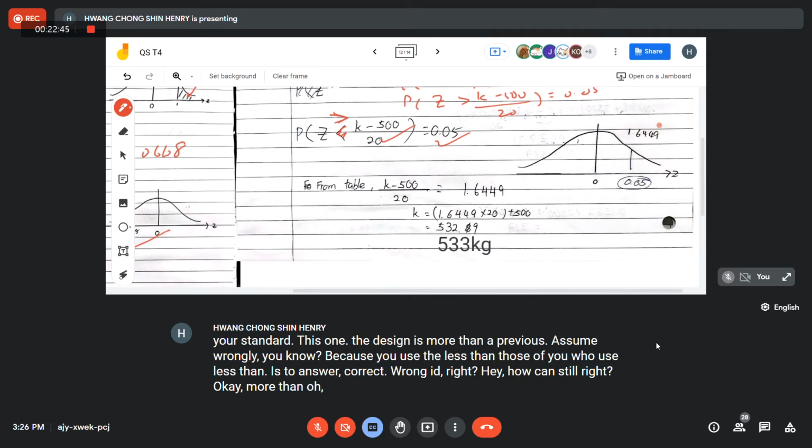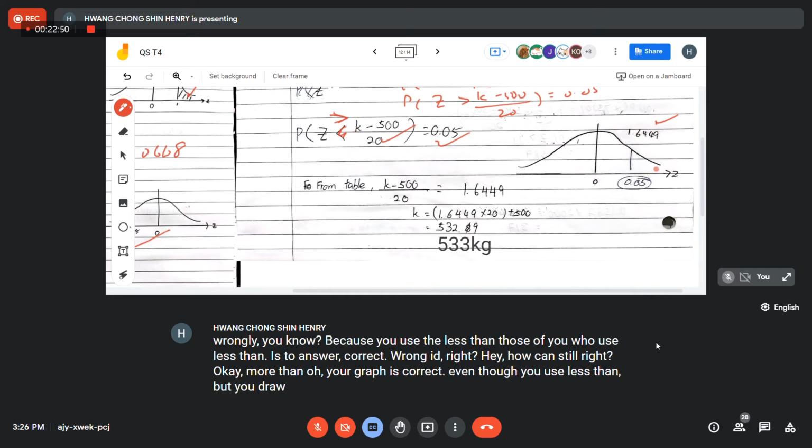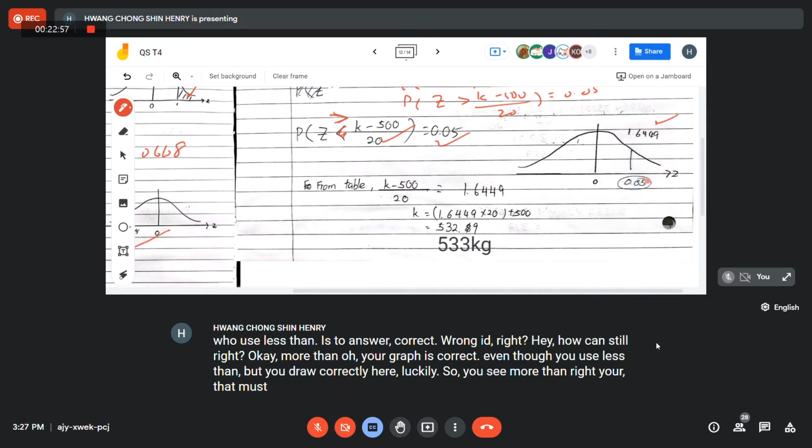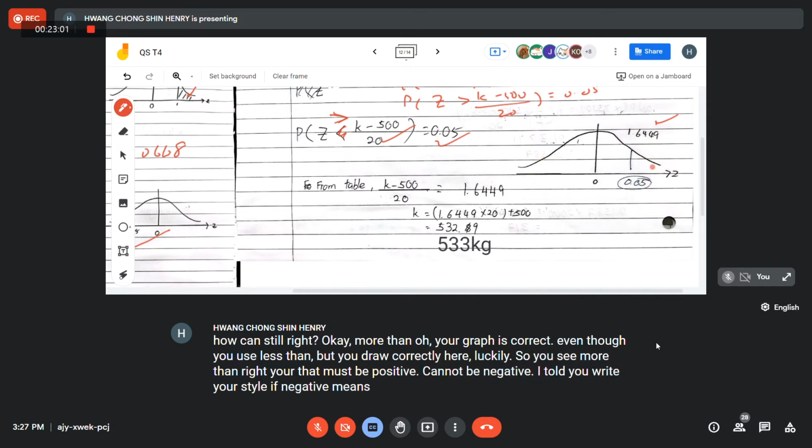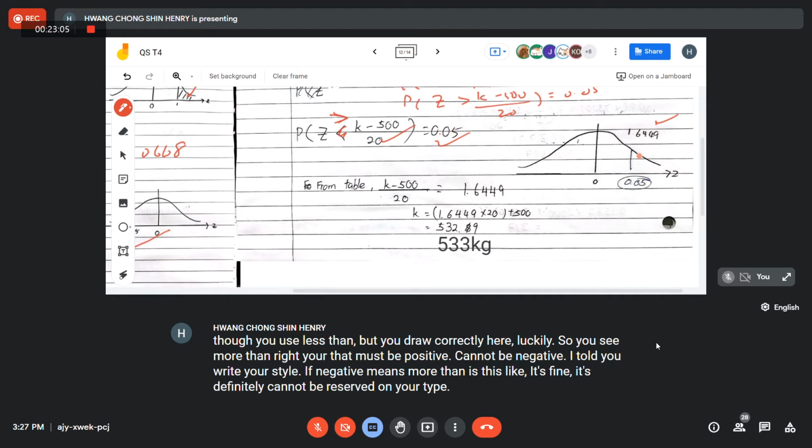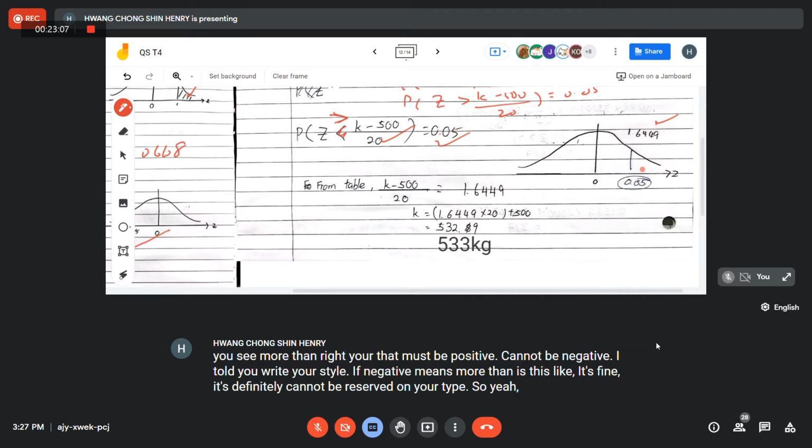Oh, your graph is correct. Even though you use less than, but you draw correctly here. Luckily. So you see more than, right? Your Z must be positive, cannot be negative. I told you right just now, if negative means more than is this side. This one is definitely cannot be 0.05. So your Z must be positive here.